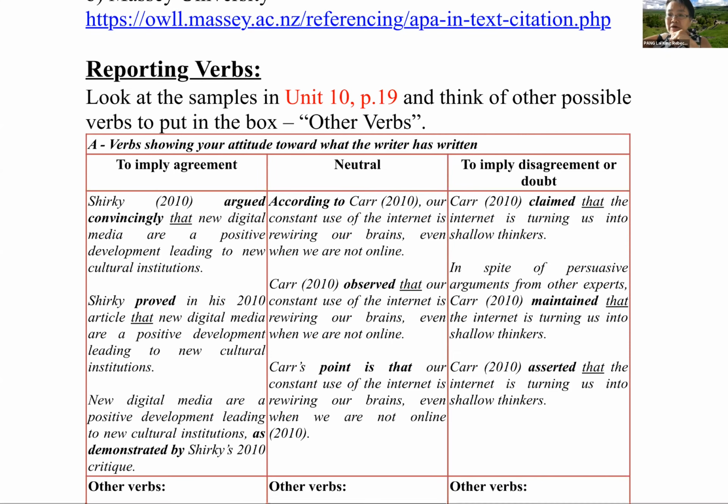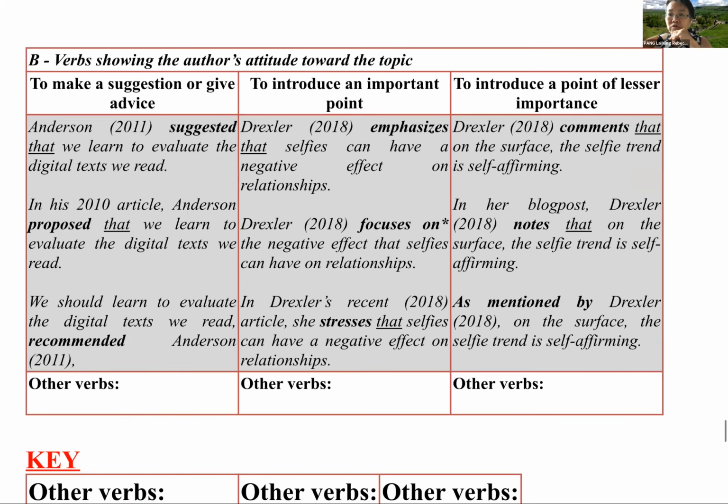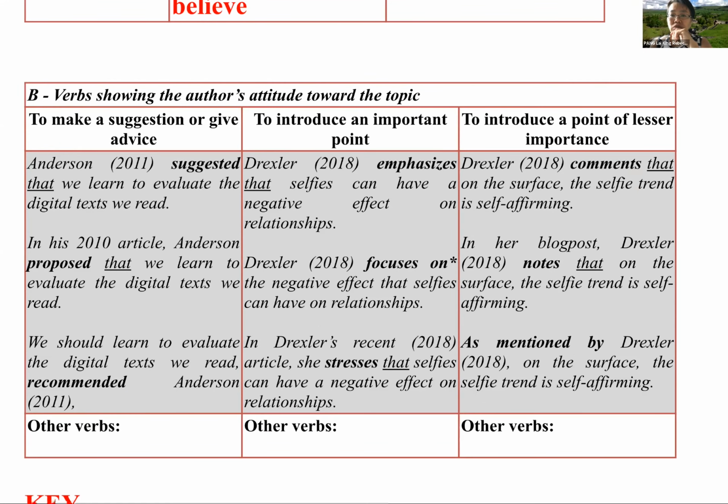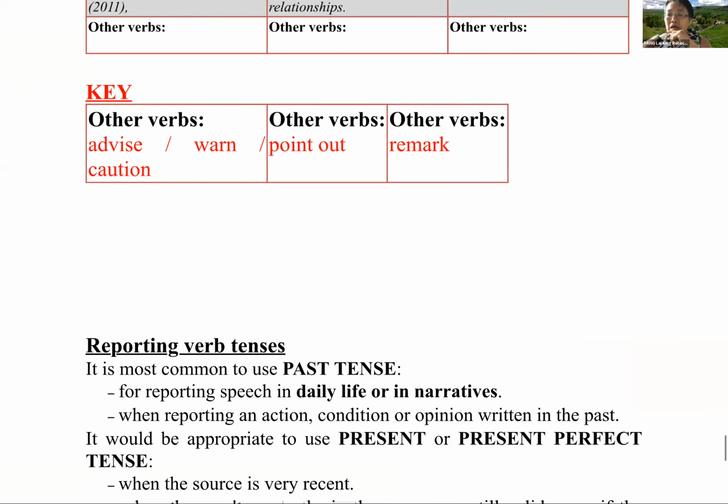There's a key after that, so I just jump this and go to the next stage. Same thing for showing attitude. Making suggestions, you can use suggest, suggested, proposed, recommended. To emphasize a point, you can say emphasizes, focus on, and stresses. Something not so important, you might say comments, looks, or "as mentioned by". Okay, yet again, think about some other words you know, you might have done it before, so check the answer key later. I jump.